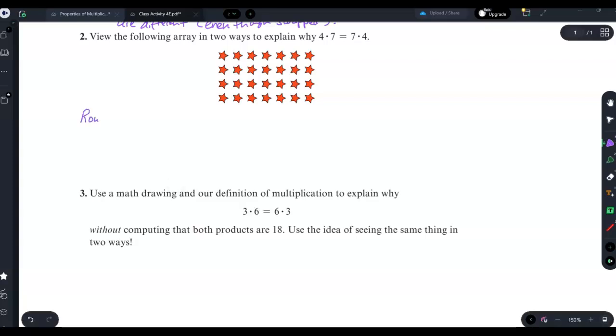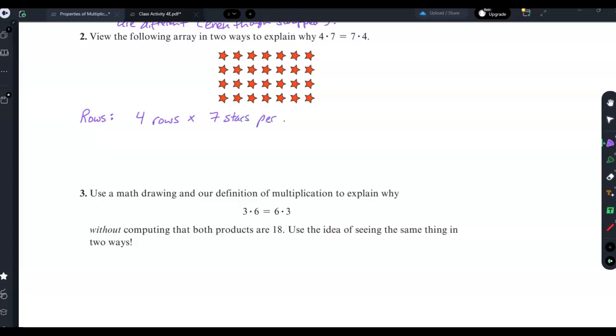So if I view this in terms of the rows, or the way it looks right now, I could say I have 4 rows times 7 stars per row. Remember that the second number should always have the "per" part on its units. And that would give me the total number of stars.